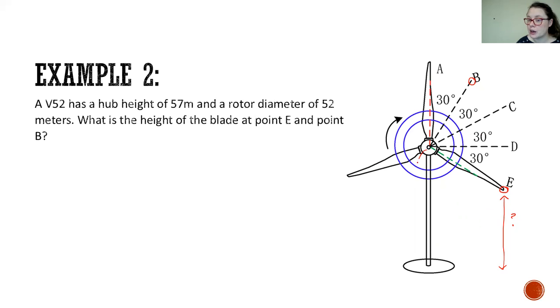We know that the hub height happens to be 57 meters. That's going to be important for us. And if we know the rotor diameter is 52 meters, the radius, this takes us back to our previous units, is equal to 52 meters divided by 2.